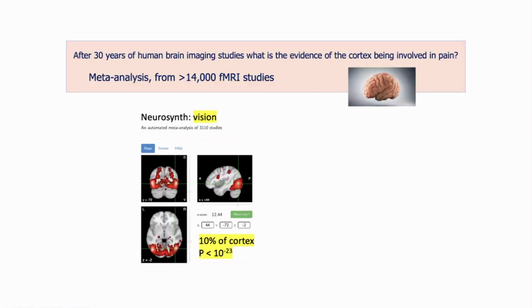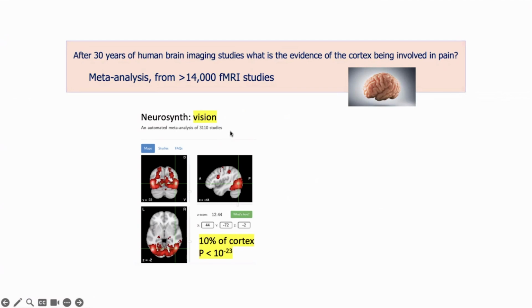Okay, again, I want to go back to the brain and give you a very brief contrast between the data that has been accumulated over the last 30 years or so with brain imaging of what brain areas are involved in pain and in visual perception. This is the slide on the left.